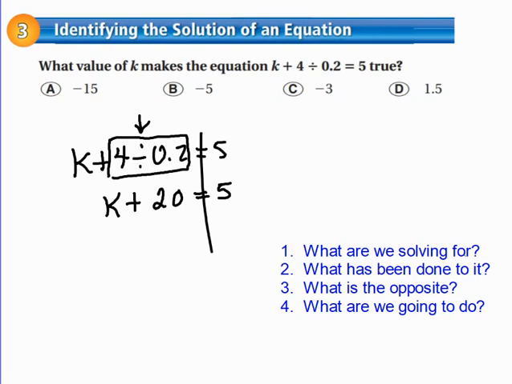What are we solving for? K. What has been done to the K? Add 20. What's the opposite of add 20? Subtract 20. So we're going to subtract 20 from both sides, and we would get K equals negative 15. Right there, letter A.